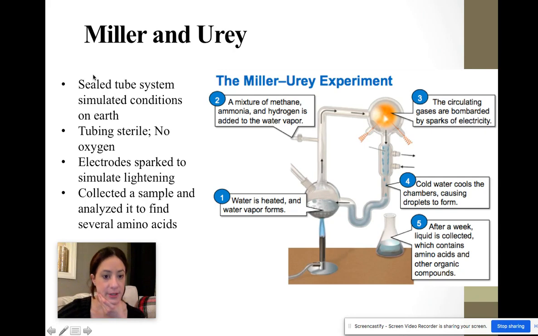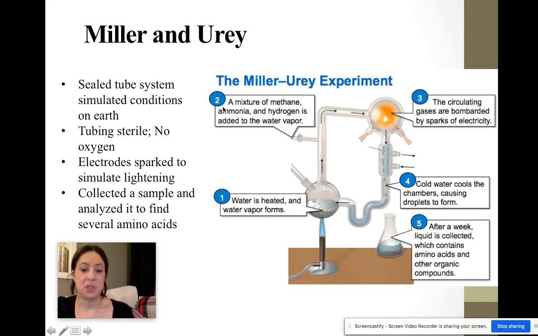So we have a sealed tube system to simulate conditions on early Earth with everything sterilized, so no oxygen because there was no oxygen there. Electrodes to simulate lightning, and in the end, this is what they collected. So here's their experimental apparatus, and here at the first step, we have a bulb with water being heated, and that's supposed to simulate the volcanic eruptions that would be occurring, heating up the water.